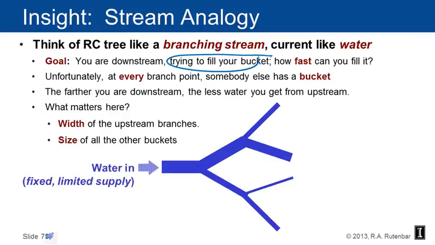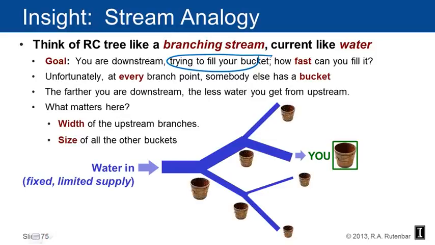Just to draw this, there's water going in. It's a fixed supply up at the mouth of the river, the source of the river. And there you are with your bucket way, way down at one of the ends of the branch points of the river. And unfortunately, everybody else at each one of those branch points has a bucket. And so the water that's going in, that's a fixed, limited supply, is filling up everybody's bucket. What you want to know is how fast you can fill your bucket. All right, how fast can you do that? What matters is the width of the upstream branches, because that's going to tell you how much water can go down those branches, and the size of everybody else's bucket.